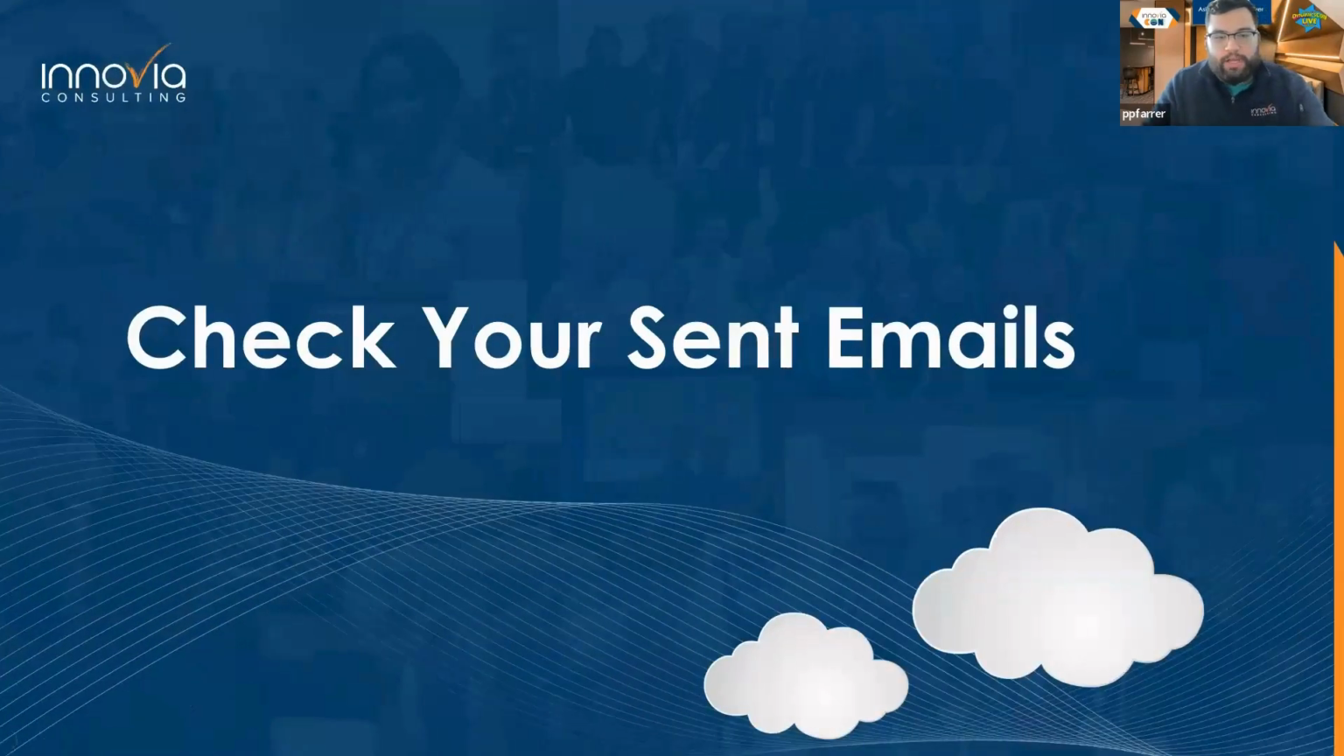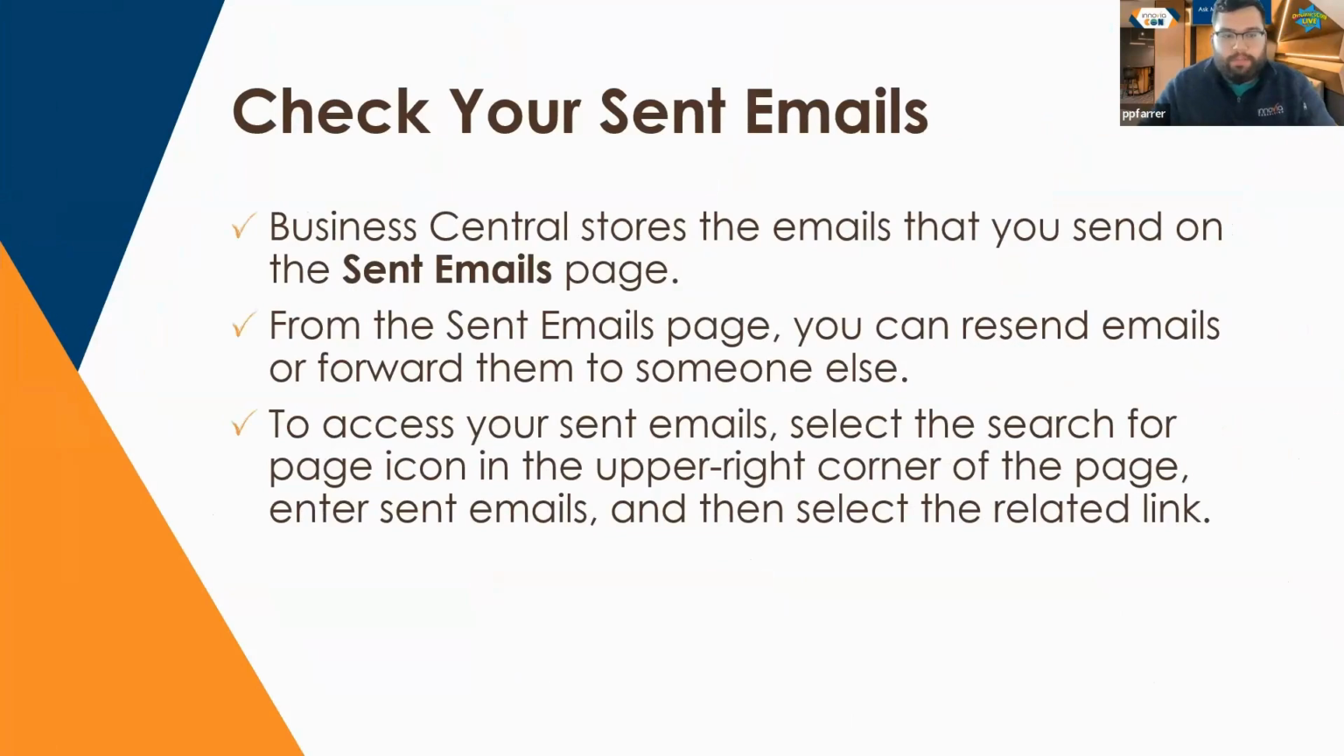So, checking your sent emails. It's very simple. BC makes it very easy. All you have to do is go to the sent emails page, which we'll show in a second once we get through this. And then you will be able to see any of the emails that you've sent. You can resend emails, forward them to other people if needed, and access your sent emails and see the information that you sent them. Very similar to your email application that you're using right now.